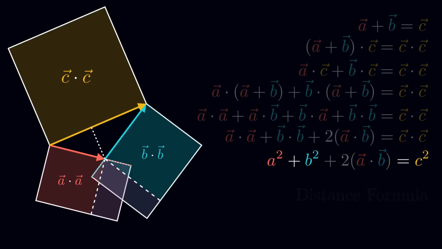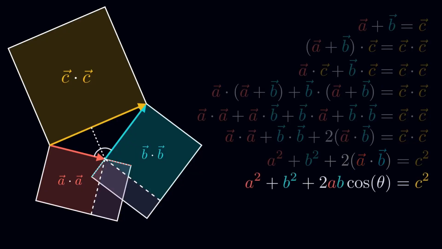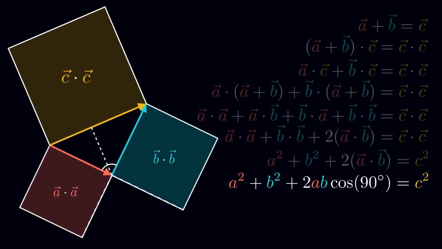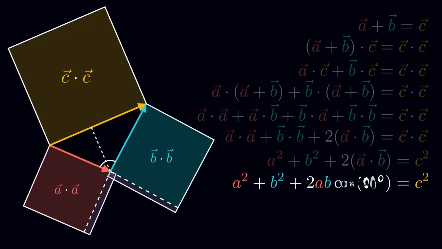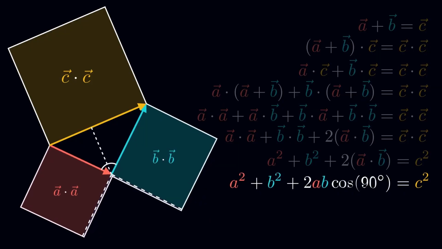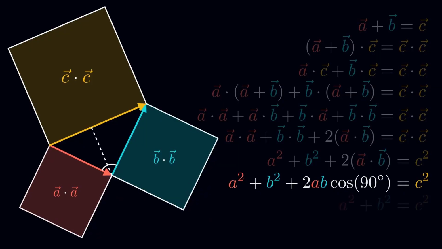Now, you can probably see that we're very close to the Pythagorean theorem, but we still have this extra 2a.b term to deal with. For the final step, let's watch what happens if we gradually make a and b perpendicular to each other. As we change the angle, a.b and b.a go to 0, since the shadows of a and b onto each other disappear. And with that, we arrive at our final result. A squared plus b squared equals c squared.